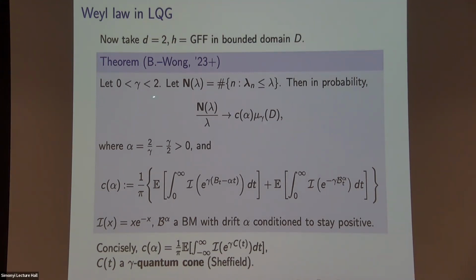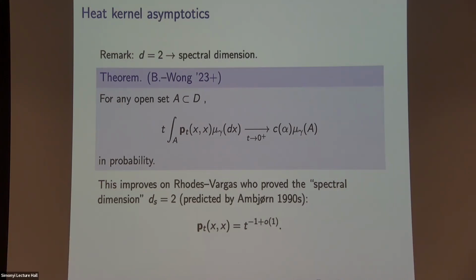The theorem says that we fix gamma between 0 and 2 and count the number of random eigenvalues less than lambda. Then this divided by lambda converges in probability to some explicit constant times the Liouville area of the domain D. So it really is an analog of the Weyl law, where the volume is now the random volume, and the scaling is lambda to the d over 2, with d equal to 2. This is an expression for the constant, which those of you familiar with Scott's notion of quantum cone should recognize as a certain function of the gamma quantum cone. So that's the result for the Weyl law.